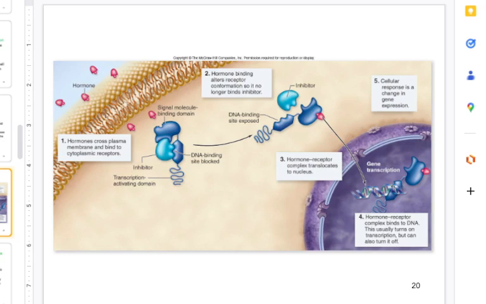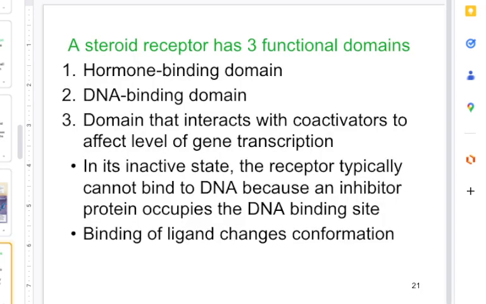Next is the DNA binding domain. On the second part of this receptor protein, there is a DNA binding site, but before the hormone bound to this receptor, that DNA binding site was inhibited. There was nothing available to be bound to because it was blocked by an inhibitor. And the third part is the domain that interacts with coactivators to affect the level of gene expression.